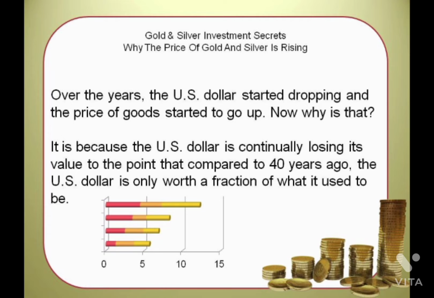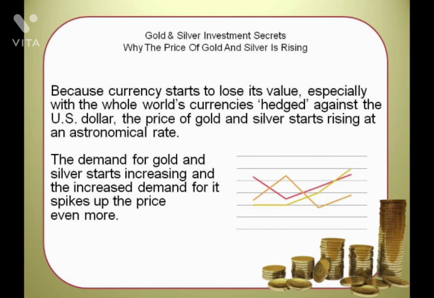Over the years, the US dollar started dropping and the price of goods started to go up. Now why is that? It is because the US dollar is continually losing its value to the point that, compared to 40 years ago, the US dollar is only worth a fraction of what it used to be. Because currency starts to lose its value, especially with the whole world's currencies hedged against the US dollar, the price of gold and silver starts rising at an astronomical rate. The demand for gold and silver starts increasing, and the increased demand for it spikes up the price even more. In our next video, we will look at the advantages and disadvantages of investing in gold and silver.